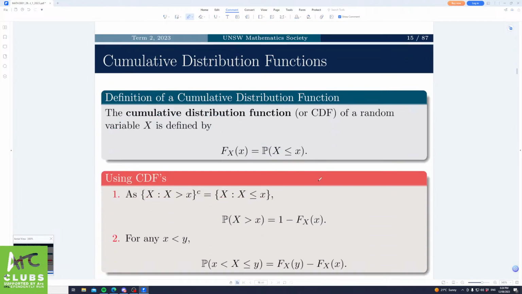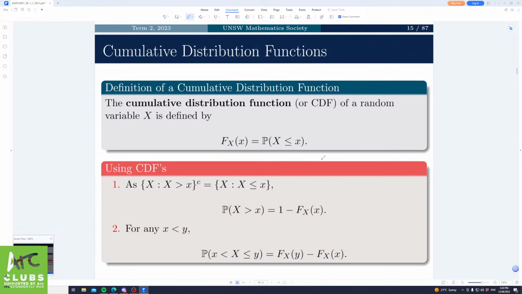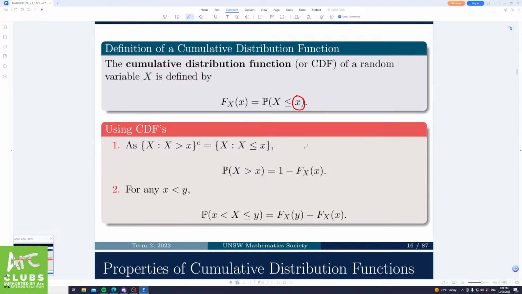Now, cumulative distribution functions are probably the most important functions in statistics because they uniquely define a distribution. It's denoted by capital F, and it basically tells us the probability that our random variable is less than or equal to something, in this case x. So it has two properties. The probability that your random variable is going to be greater than x, well, if we think about how complements work, this is going to be equal to 1 minus the probability your random variable is less than or equal to x, and that probability is just your CDF.